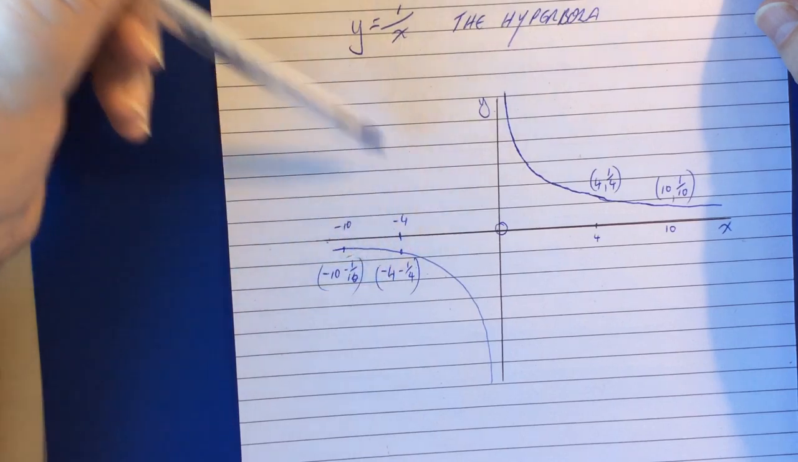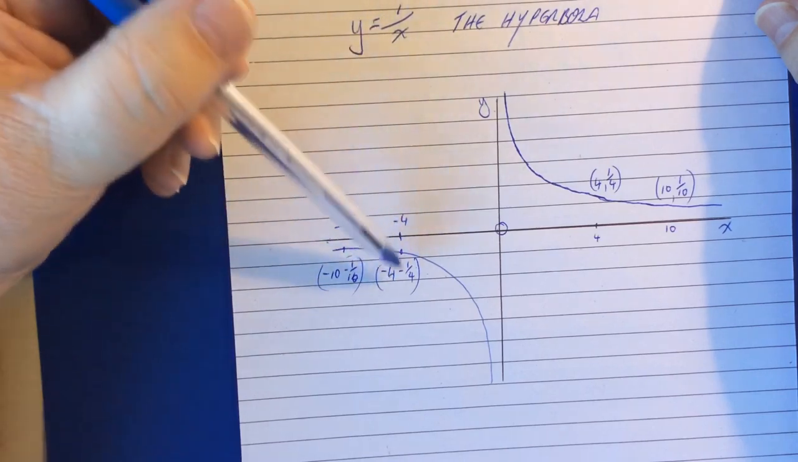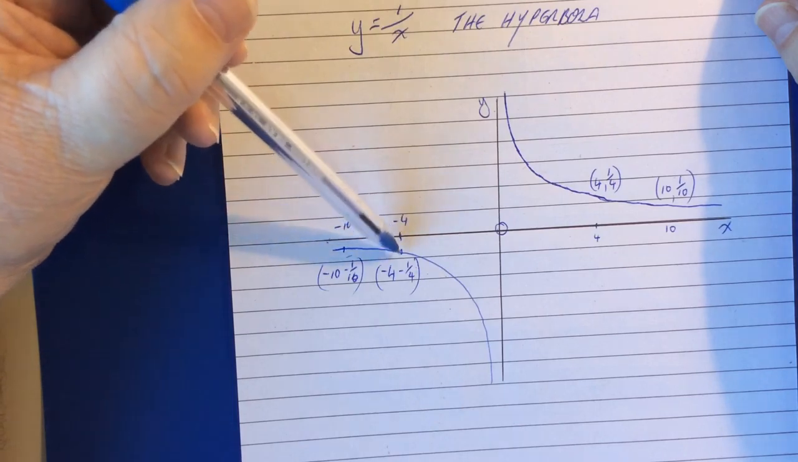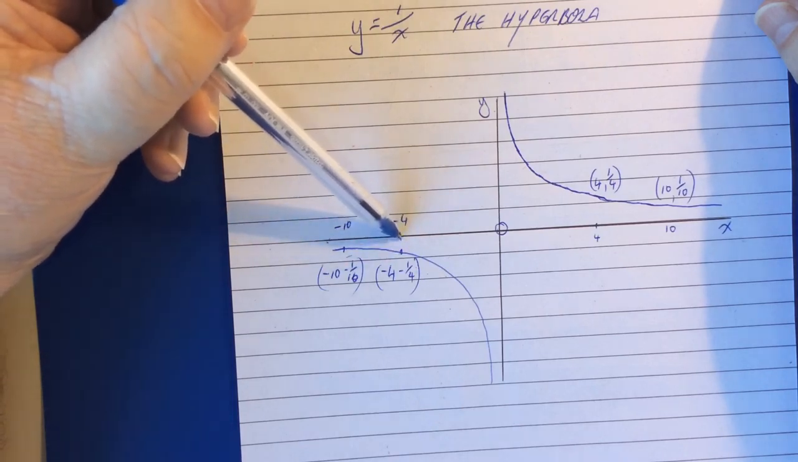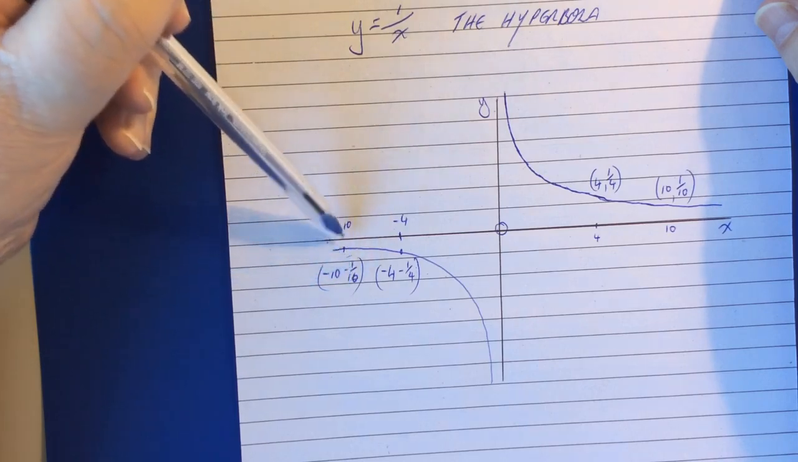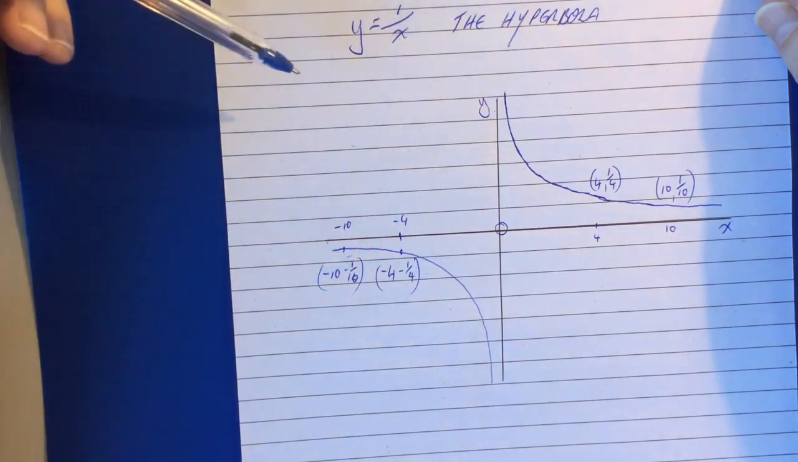Also, over here, if I put negative 4 into this, I get negative 1 quarter. It's close to the x-axis, but does not touch. Negative 10 gives negative 1 over 10, closer to the x-axis, but again does not touch.